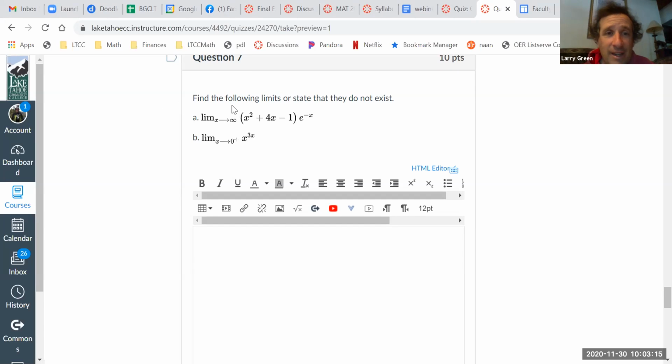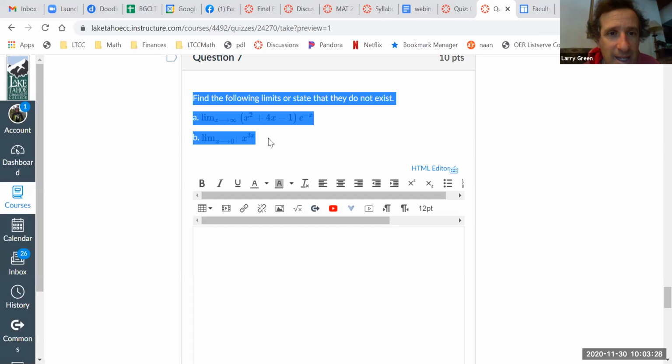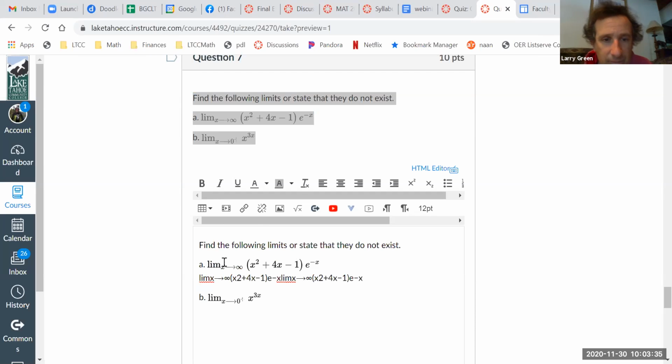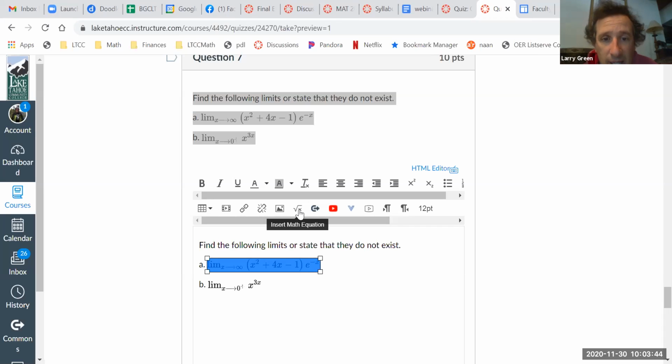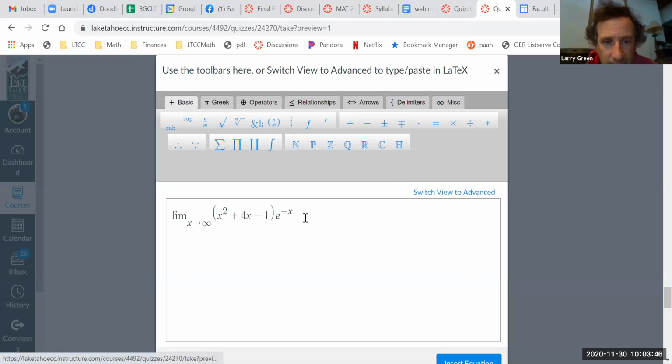Okay, let's do the next one. Find the following limits or state they do not exist. We have the limit as x goes to infinity of x squared plus 4x minus 1 times e to the negative x. And then there's the limit as x goes to 0 from the right of x to the 3x. Okay, so let's go ahead and pop it in.